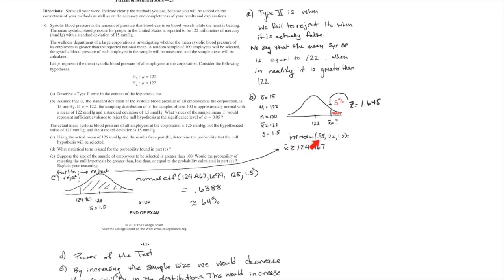Inverse norm of 0.95, 122, and 1.5 gives me 124.467. If I had gotten any average of 124.467 or higher, I would have rejected the null in this case. And that's how I did that.